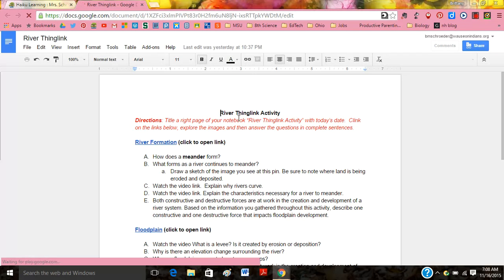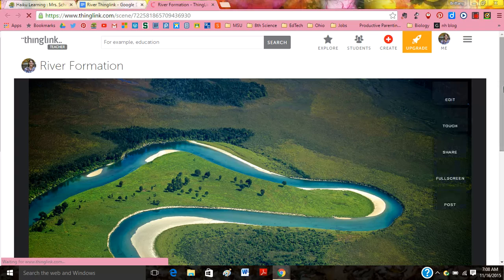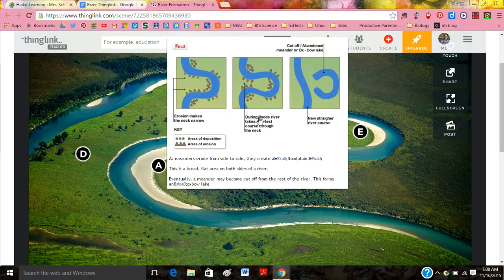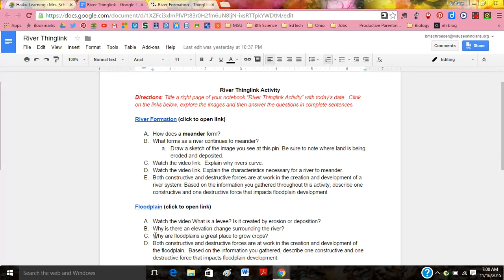Basically, you're going to be using your notebook to answer these questions. Each of these looks at river formation and river floodplains. If you click the link, what you'll see is an image with some hot spots on it. It's actually a pretty cool graphic. If you click on these, there are different activities that go along with each letter, and each letter also has a corresponding question. So there are two Thinglinks that you'll be working on, and all of those will be answered in your notebook. That shouldn't take you too long.